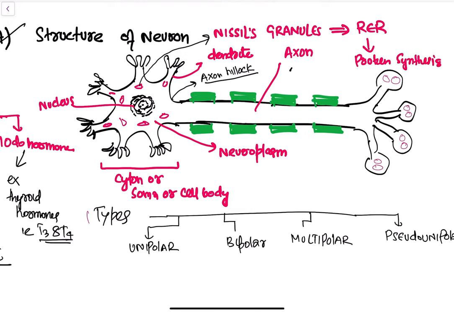Now, importantly, remember that axon doesn't contain any Nissl granules. Cyton and dendrite contain Nissl granules, but axon has no Nissl granules. Nissl granules are absent in axon. Now, dendrite receives the impulses, whereas axon takes the impulses out of the cell body. That is also important.